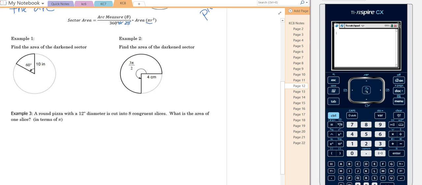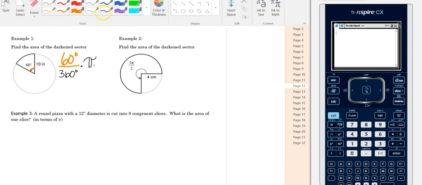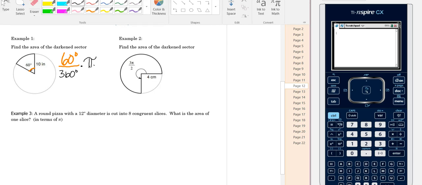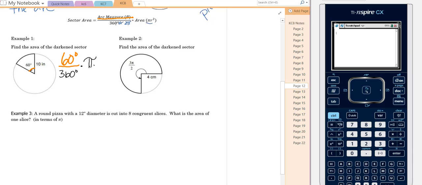So the first thing is we need to find that arc measure. So arc measure is right here. That's going to be 60 degrees. We're going to divide that by 360 because it's in degree mode, so we're going to divide by degrees. Then we're going to multiply it by pi. Our radius is going to be 10. And we can't forget to square that.